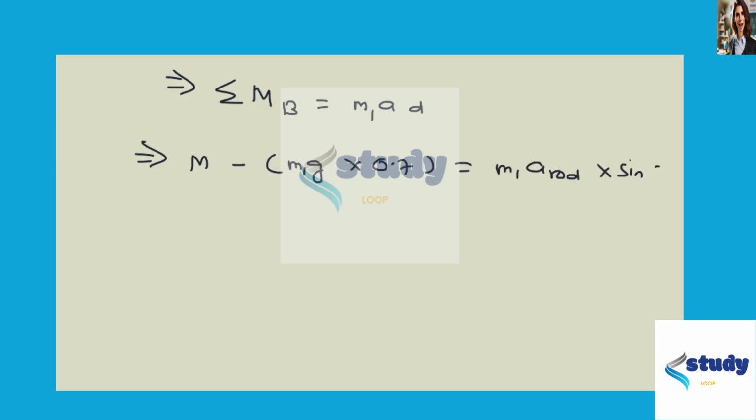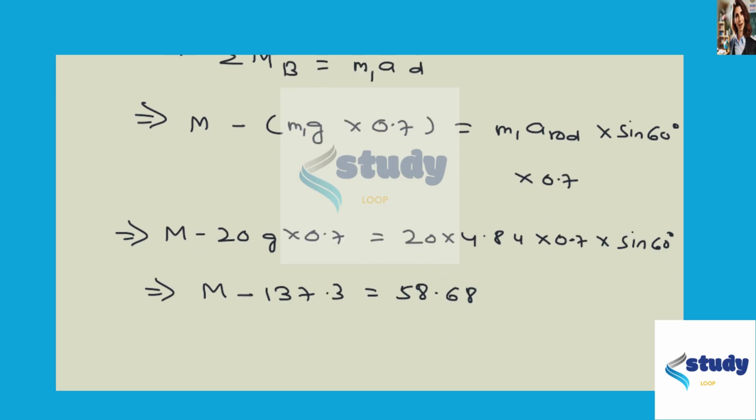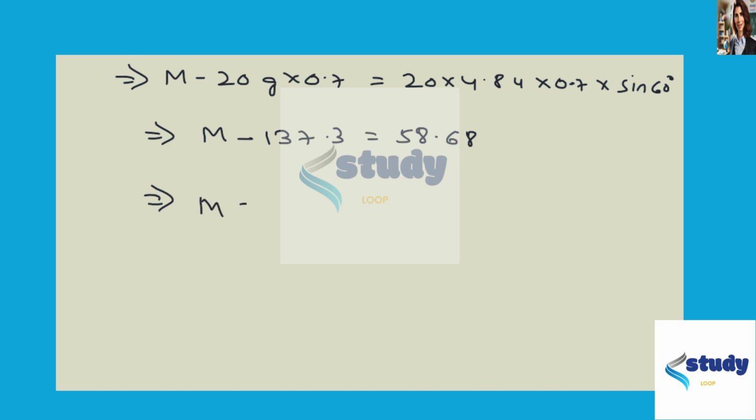Now I am going to put some values here which are given in the question. So I just put the value of MA, M1 as well as sin theta here. So on solving it we can write it like this. So this is our final equation, and on solving it further we get the value of m is equal to this. This is our answer.